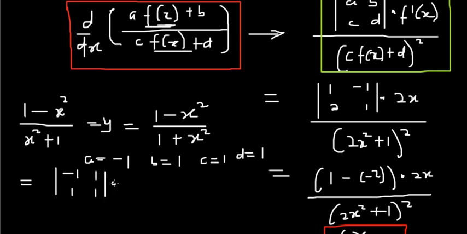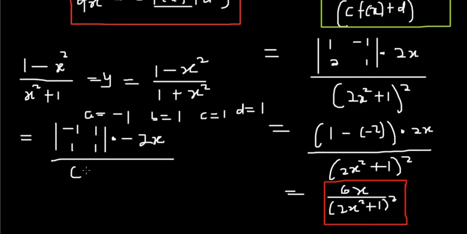And then you multiply that by your f of x. Now take note, we are using -x squared as our f of x. So we have negative 2x. So you divide that by your denominator, which is 1 plus x squared.